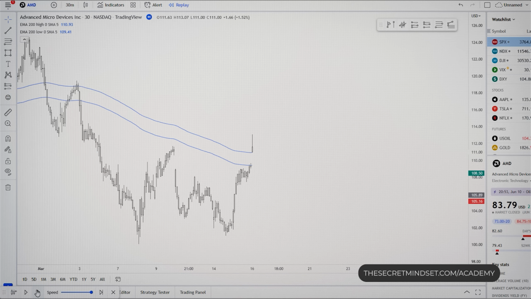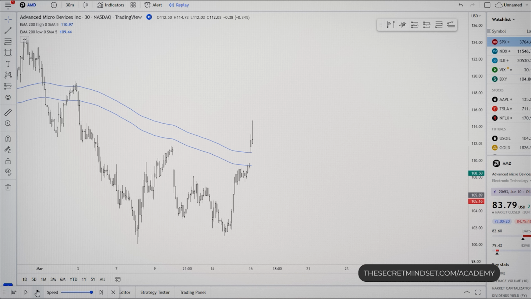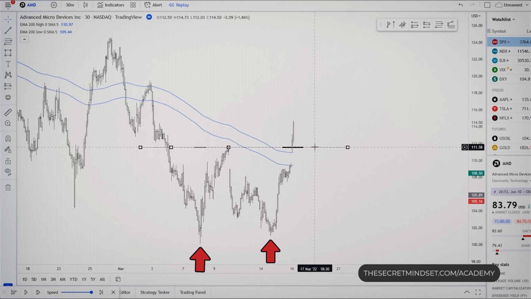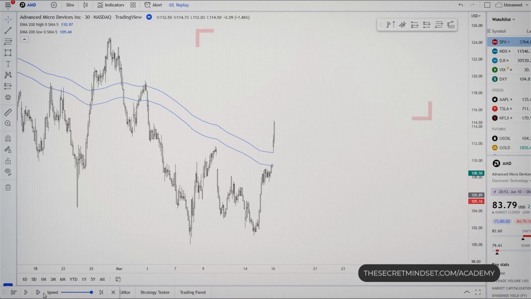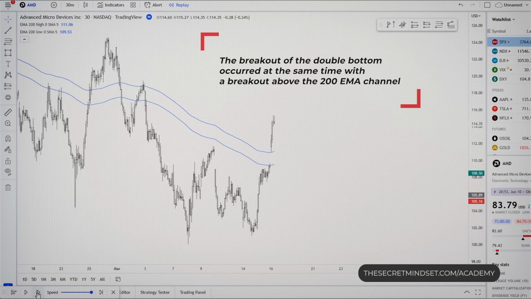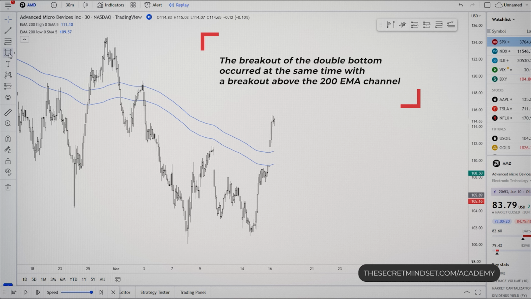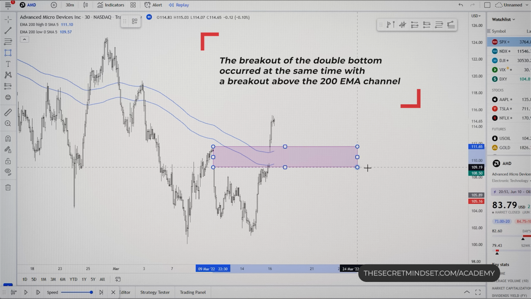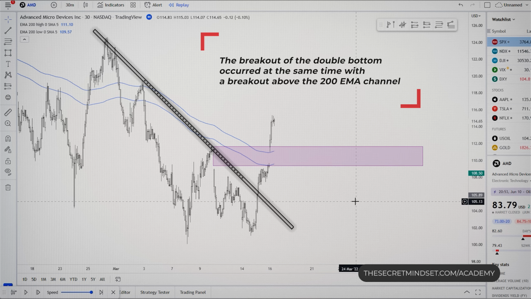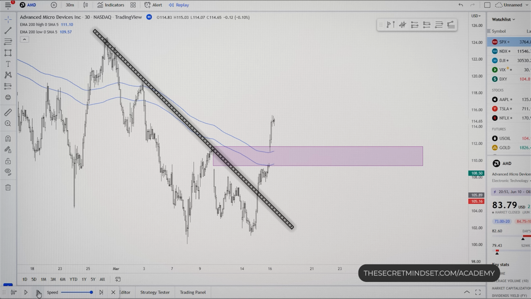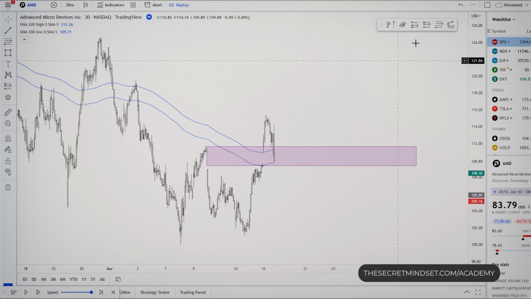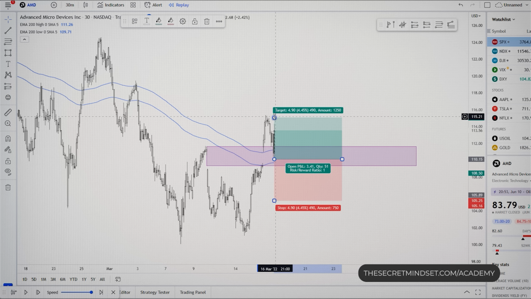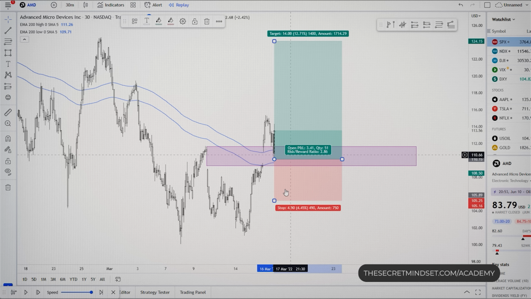Here's another common chart pattern, a double bottom, which was broken to the upside. But the interesting thing was the fact that the breakout occurred at the same time with the breakout above the 200 EMA channel. I also see a major trendline breakout. My intuition says this market wants to go higher. This is the Confluence zone, where different signals are indicating the same thing.